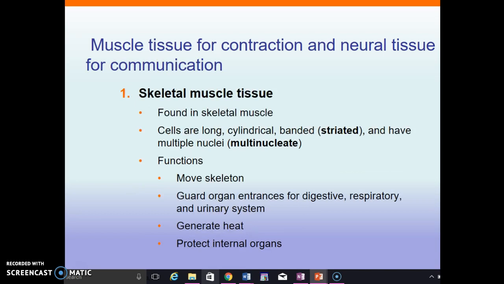Skeletal muscle tissue is found in skeletal muscles. The cells are very different from the other types of muscle tissue. They're very long cells, they're multinucleated, and they are striped or striated. They function to move the skeleton, to guard organ entrances for digestive, respiratory, and urinary system. They generate heat and protect internal organs.